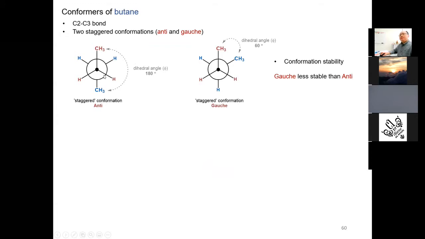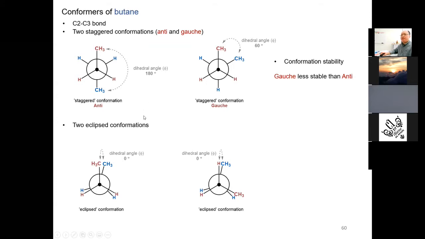So besides the two staggered conformations, we also have two eclipsed conformations. But we don't have special names for them. They just are eclipsed. One eclipse is where the two big methyl groups are eclipsing, so the dihedral angle between the two methyl groups is 0 degrees.